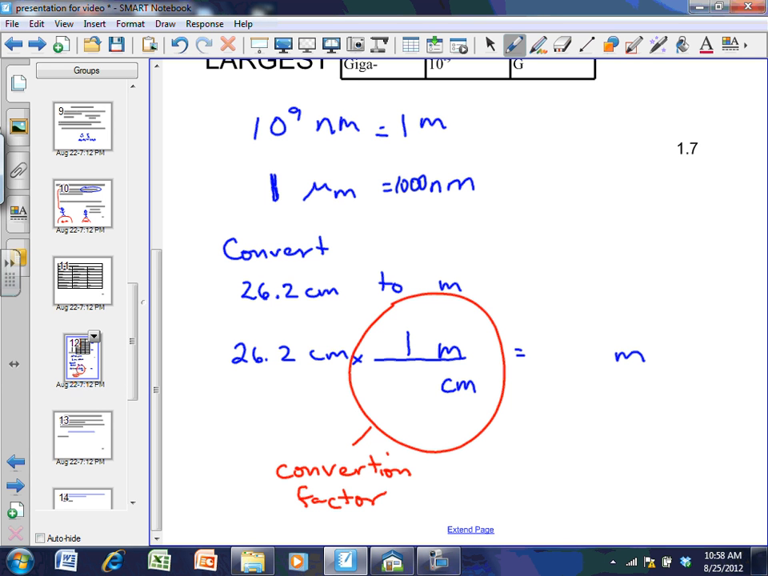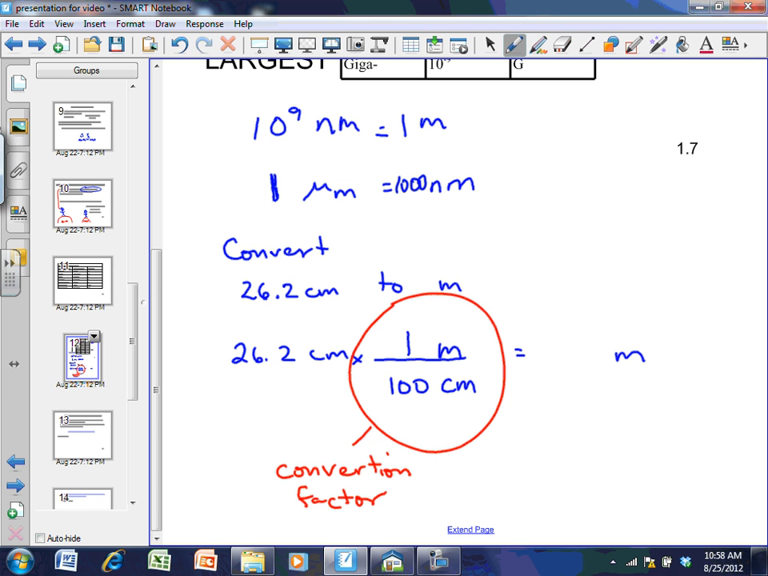Okay, how many centimeters are in 1 meter? 100. Oh, okay, so I put 100 here. See, that's equal. 100 centimeters is equal to a meter. So since the two lengths are the same, they're different units, but the lengths are the same, it's like multiplying by 1.